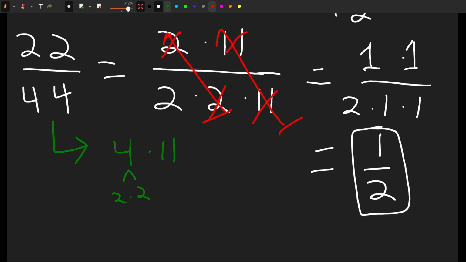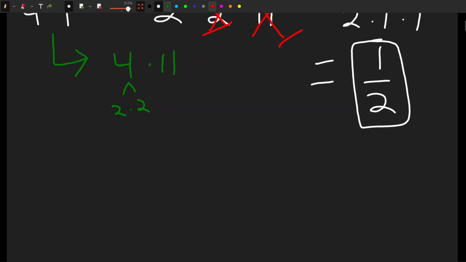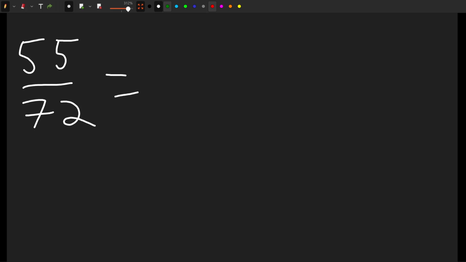Okay. The next example we're going to have is 55 over 72. And so what we'll see from our prime factorization of the top is we have 5 times 11. And then on the bottom, we have 72, which can simplify down to 8 times 9. 9 is 3 times 3, and 8 is 2 times 2 times 2. So it comes out to 2 times 2 times 2 times 3 times 3.